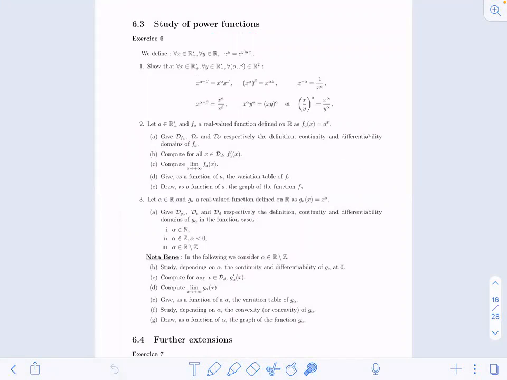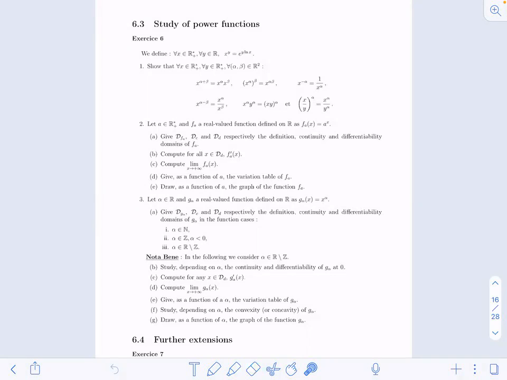You know some power functions, polynomials, for example: x squared, x cubed, x to the power 10. Some simple rational functions are power functions as well. 1 over x writes as x to the power minus 1, 1 over x squared writes as x to the power minus 2, etc. So those are some simple power functions that you know. You also know the square root function, which writes as x to the power 1/2.